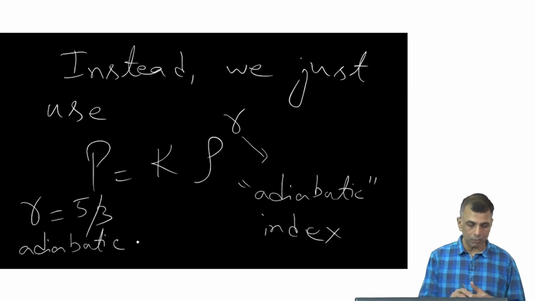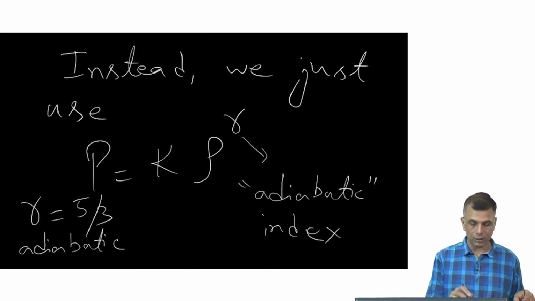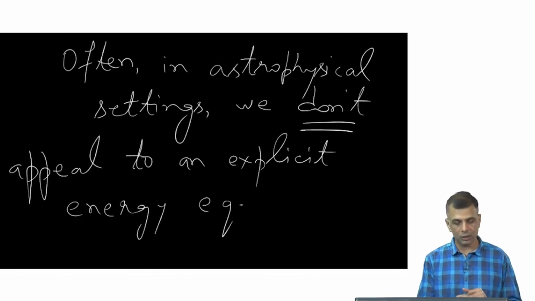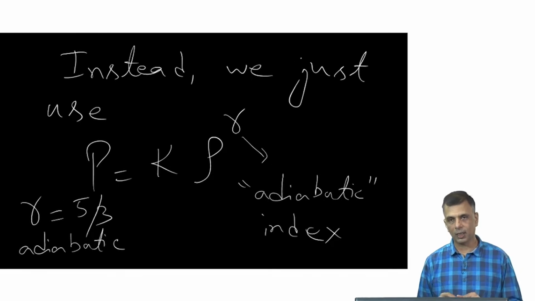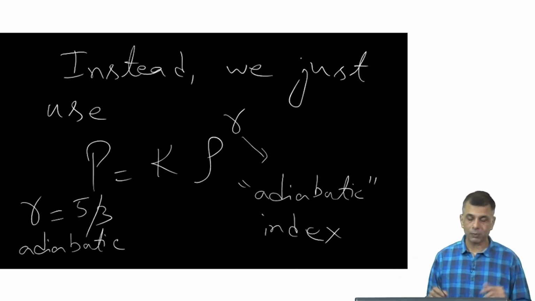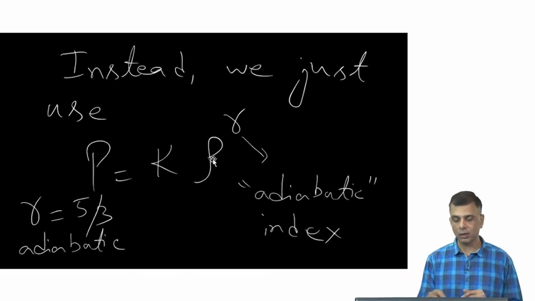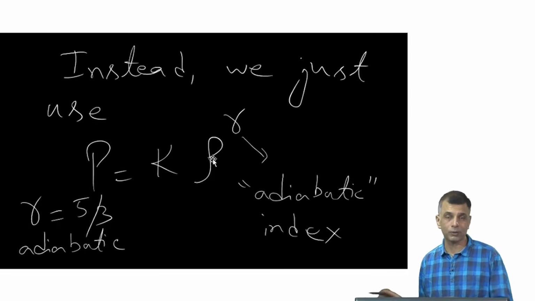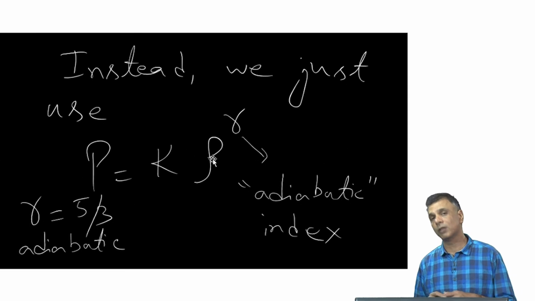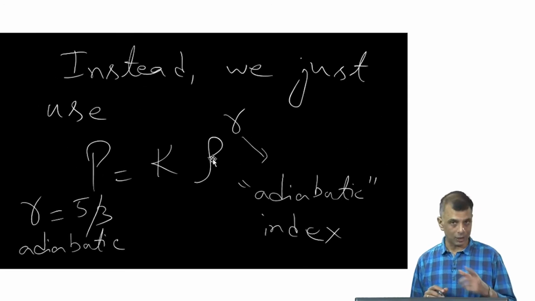So many times, in astrophysics, as I said, we don't really appeal to an explicit energy equation. Instead, we use something like this, and it's just the way people do things. It's cheap. You can call this a cheap energy equation instead of writing down an explicit energy equation. From a mathematical point of view, if you tie down these two variables like this, there's no scope to have one more equation, like an explicit energy equation. Otherwise, you would be over-determining things. So that's one way of looking at it.